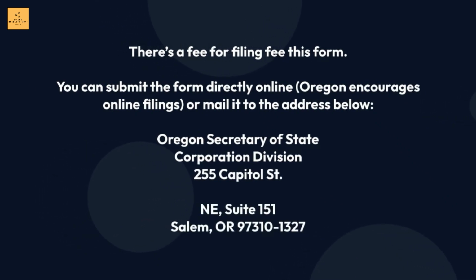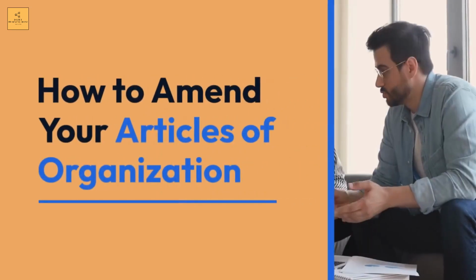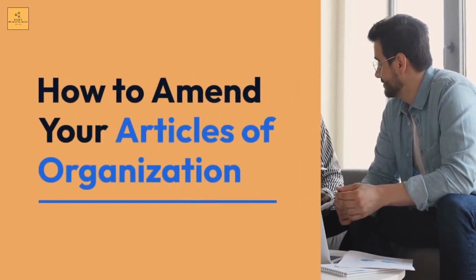You can submit the form directly online, Oregon encourages online filings, or mail it to the address below. Oregon Secretary of State, Corporation Division, 255 Capitol Street Northeast, Suite 151, Salem, Oregon, 97310-1327. How to amend your articles of organization.